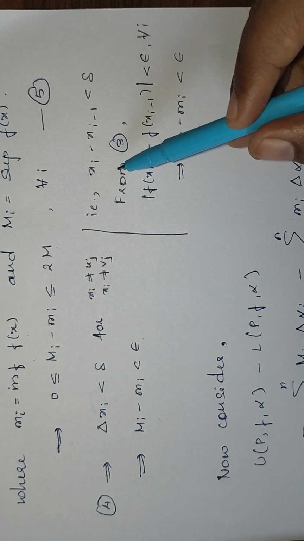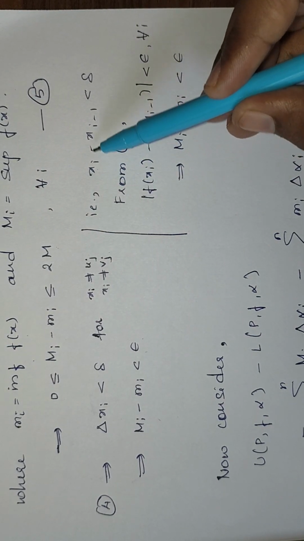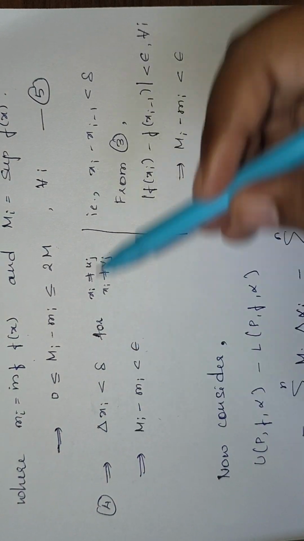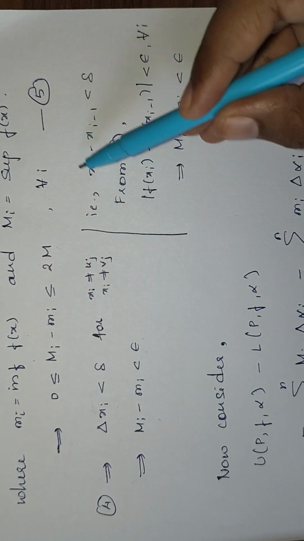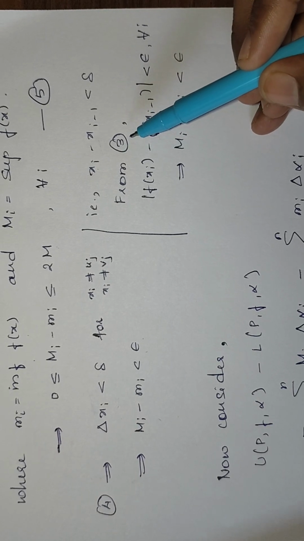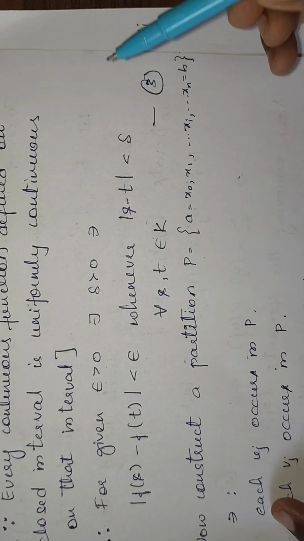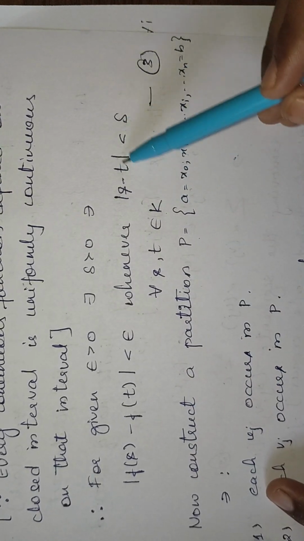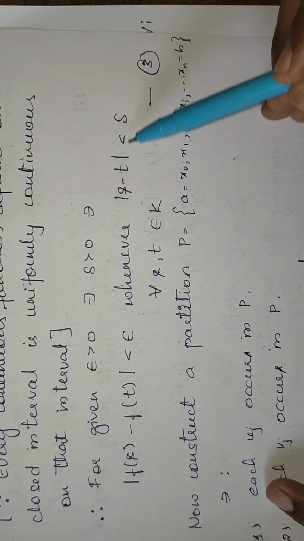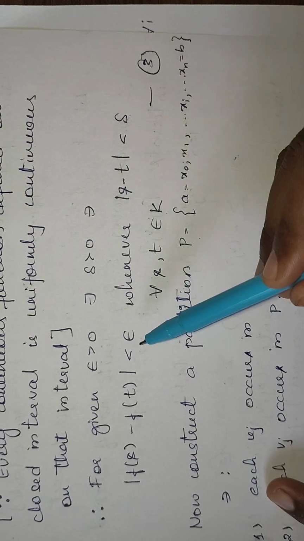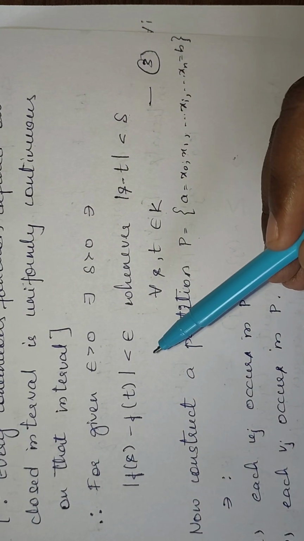Okay, and see here how we got this Mi minus mi less than epsilon. For this, see here, xi minus xi minus 1 less than delta. Actually this less than delta implies consecutive points less than delta. Okay, so from 3, see what is 3 actually? From the definition of uniform continuity, we have whenever these two points are less than delta apart, then the difference between their images is less than epsilon.